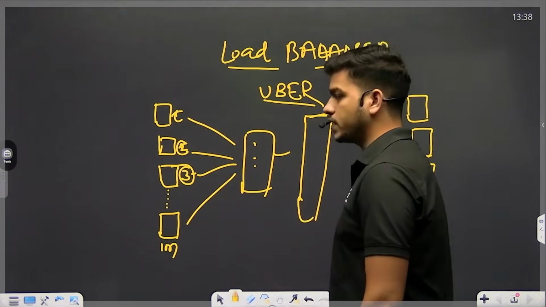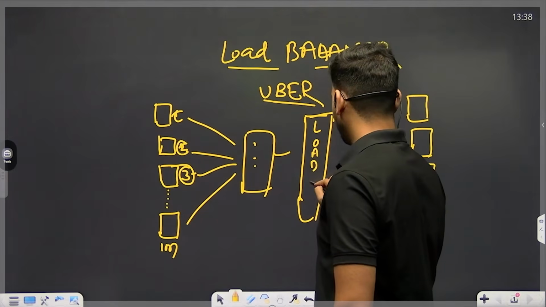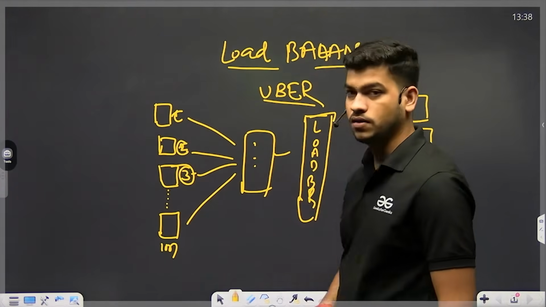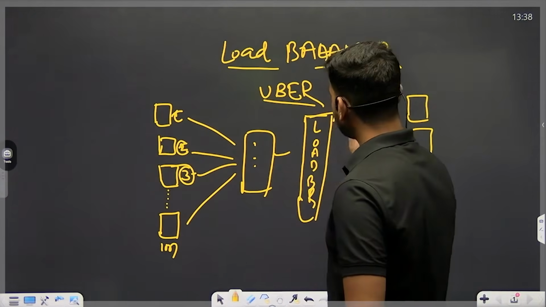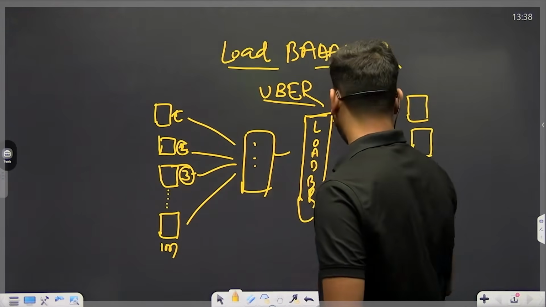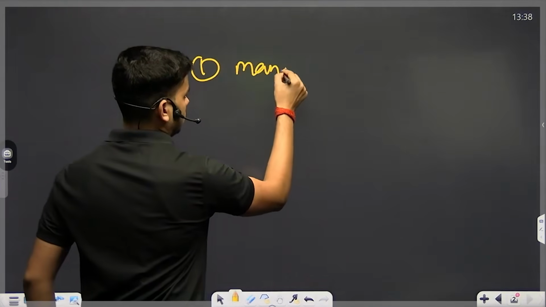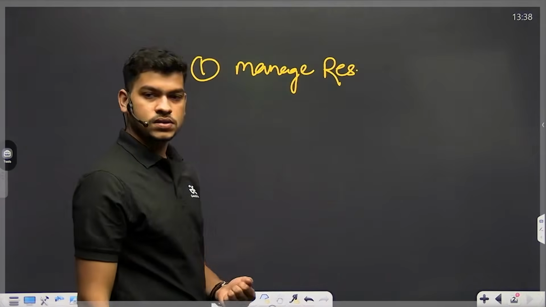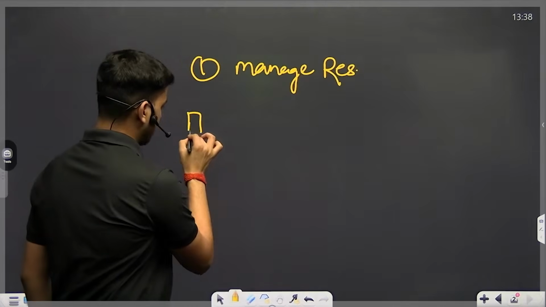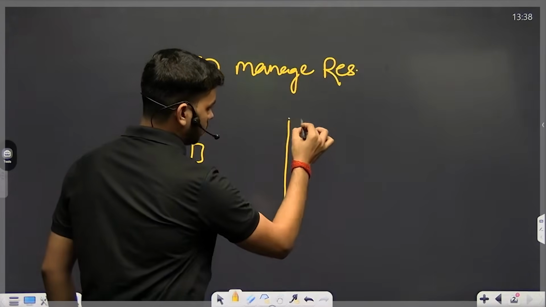One middleware-type thing sits there, known as the load balancer. Let's give it the name load balancer. Here the load balancer sits and manages all the crowd. The first responsibility of the load balancer is to manage resources. How does it manage resources? For example, 4 requests are coming in.